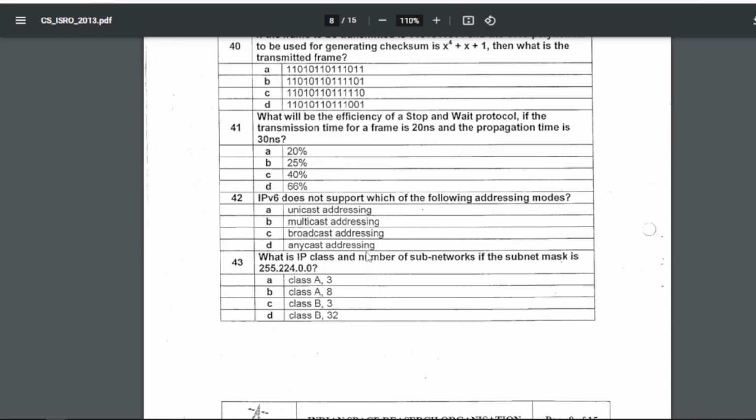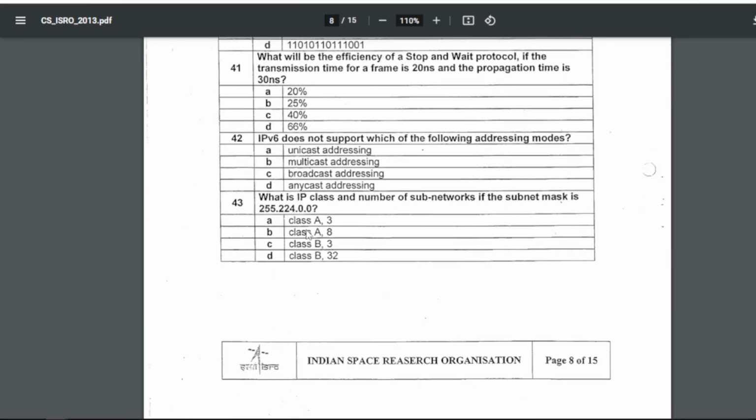Because IPv6 only supports addressing modes like unicast addressing, in which an IPv6 interface host is uniquely identified in a network segment, right? Then we have multicast addressing, that is the packet destined to multiple hosts is sent on a special multicast address. And anycast addressing, that is IPv6 has introduced anycast addressing. In this addressing mode, multiple interface hosts are assigned the same anycast IP address, right? So broadcast addressing is not supported by IPv6.